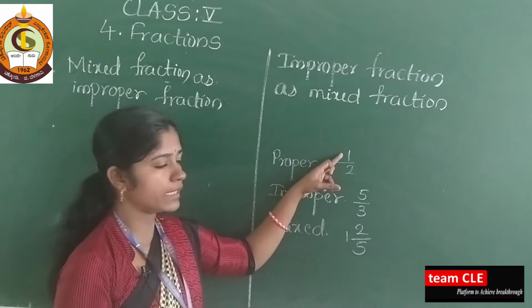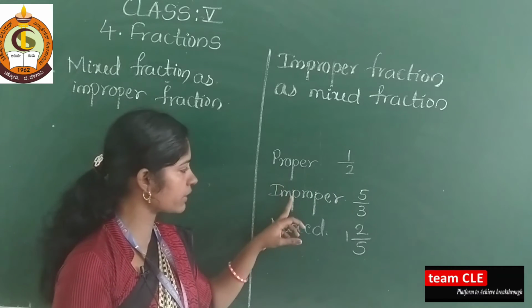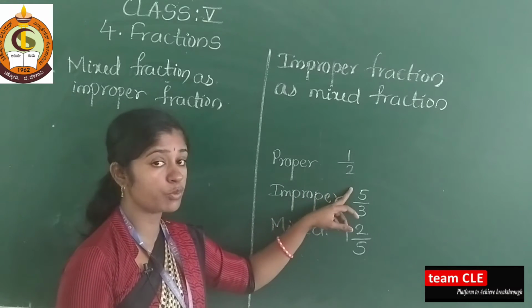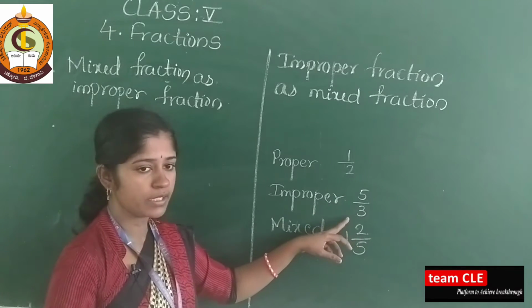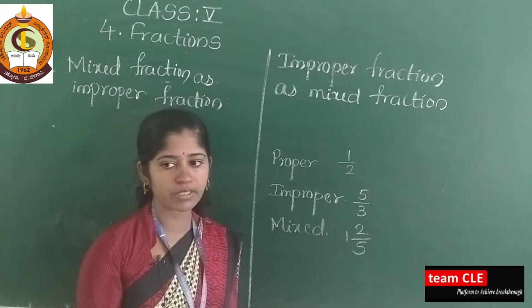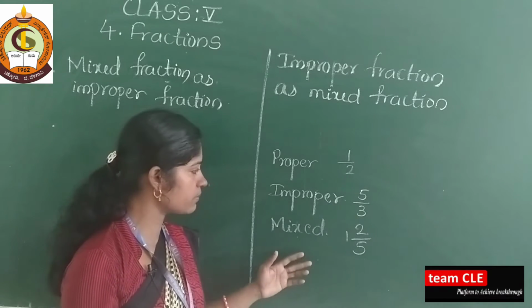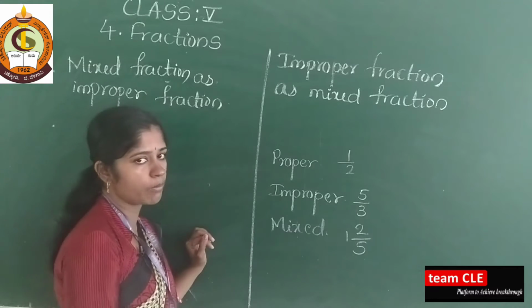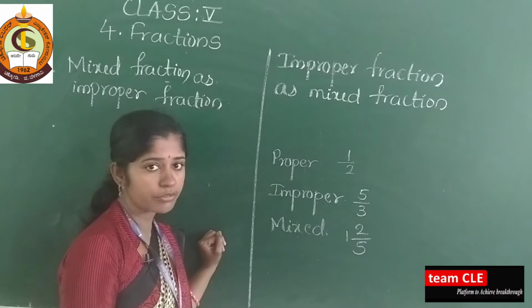If you see here, numerator is small and denominator is big, that is a proper fraction. Improper fraction means numerator is big and denominator is small. Mixed fraction means one integer and one proper fraction is there. Okay, so this is about types of fraction, and also you learned the like and unlike fraction.